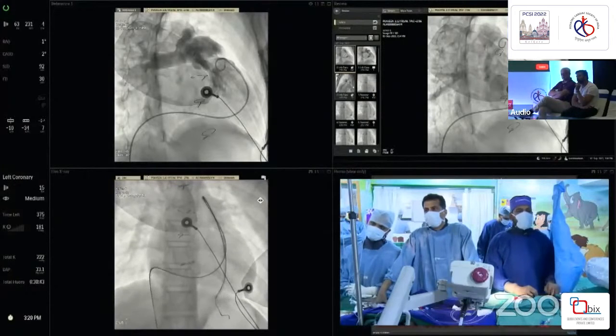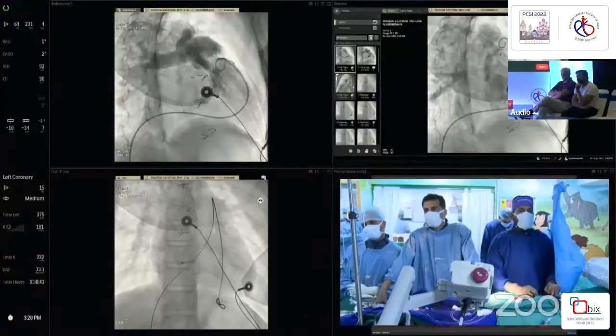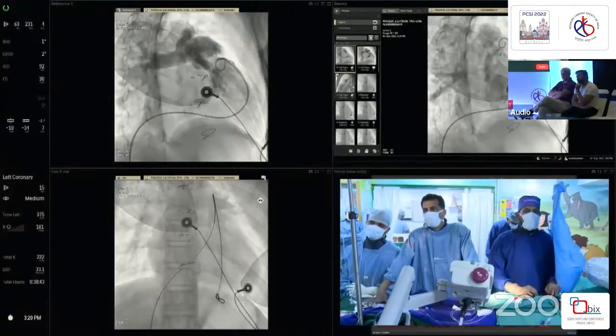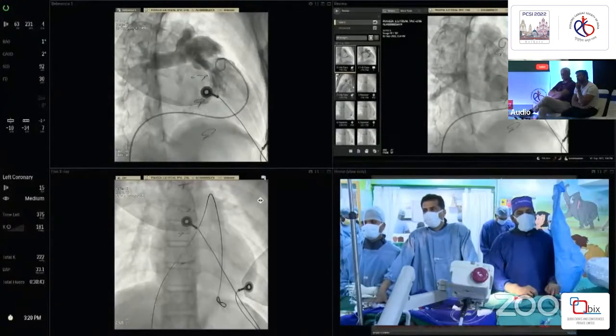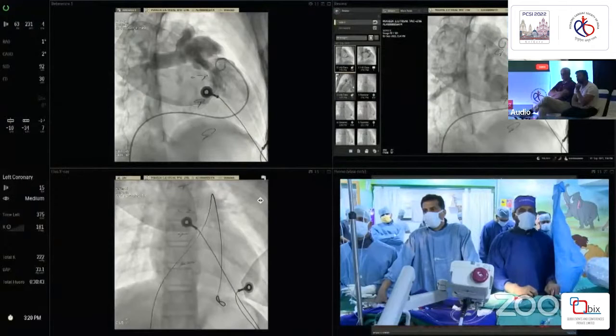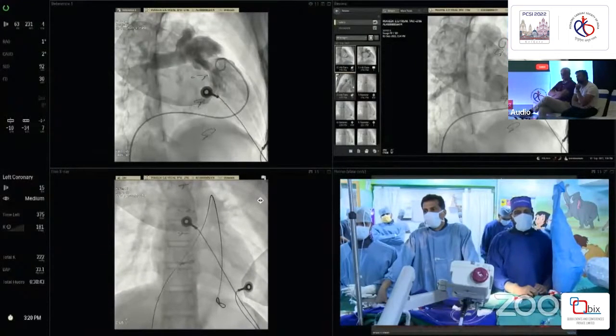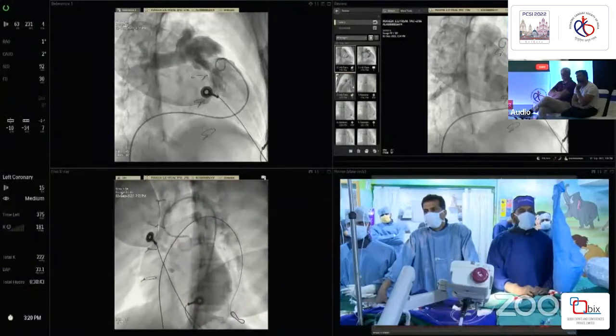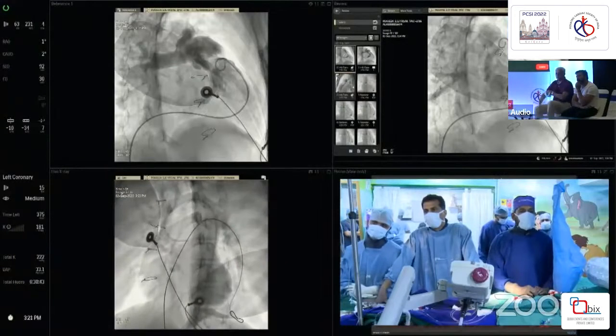So you can see that through this one we push the Lunderquist wire. The 2 wire technique: if you take the wire without support, the whole system comes off. Once you are anchored deep in the LPA, you have got good position, then you can take the valve inside. So that's it, we have got the wire across. Next, please. So we access the coronary LAD wired.